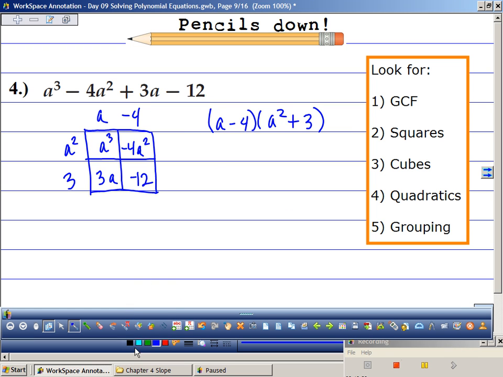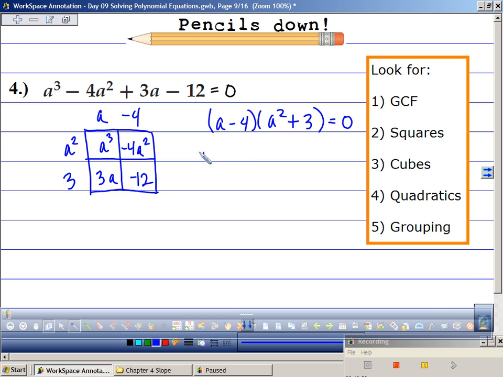Well, let's pretend that's the answer, but let's pretend like this said equals 0. Now what would I do with it? Then I'd have to solve. When I solve for this one, what do I get? Positive 4. When I solve for this one, what do I get? Almost. What did you say? I square root of 3. Not almost. a squared equals negative 3. That's where he's getting that i from.